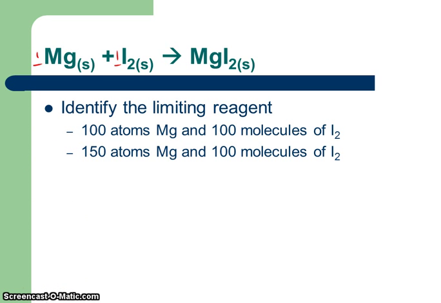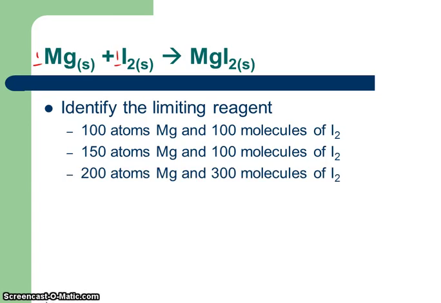Well, let's say that we start out with 150 atoms of magnesium and 100 diatomic molecules of iodine. Well, 150 to 100 is not a 1-to-1 ratio this time. The iodine is going to completely react. All 100 diatomic molecules of iodine will react with 100 atoms of magnesium. So iodine's our limiting reactant. Magnesium would be considered the excess. And if 100 atoms reacted before all the iodine ran out, we'd have 50 atoms of magnesium left over.